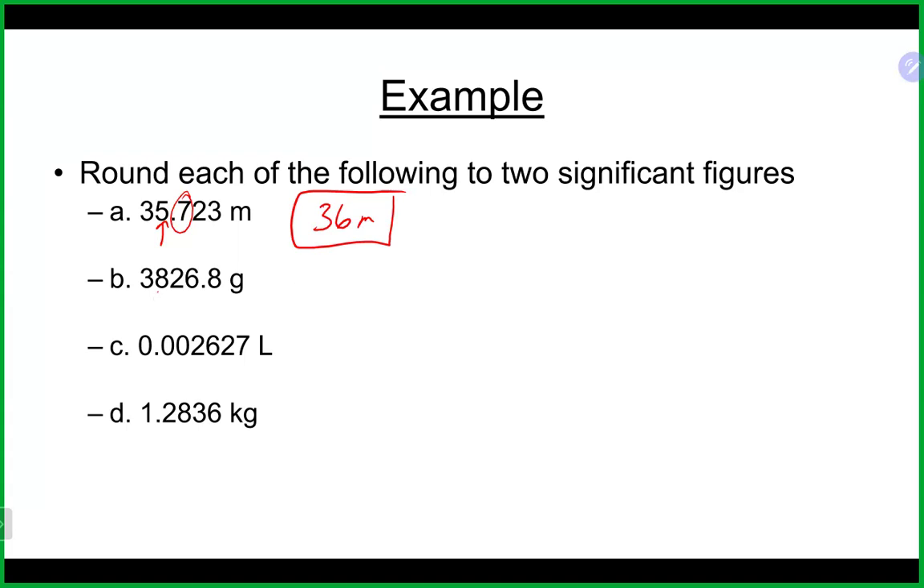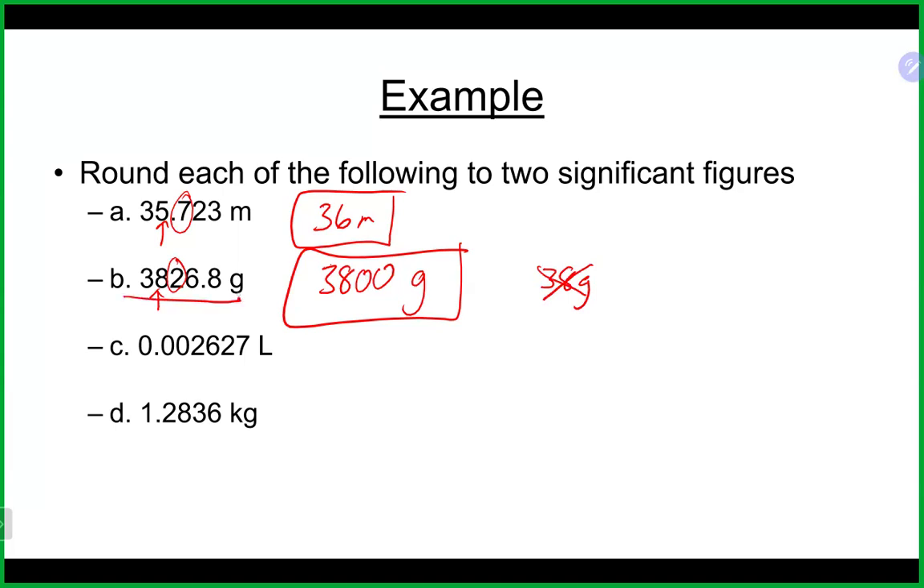We are at the 8 as our second significant figure. Here we would look at the 2. That is less than 5. So we basically will get rid of it. We can't get rid of it in this case because we still need the zeros to maintain the meaning of the numbers. So the problem again here, if I write 38 grams, although it does have 2 significant figures, that is nowhere near the meaning of this number. So although it is the right number of significant figures, it is incorrect in terms of what it means.